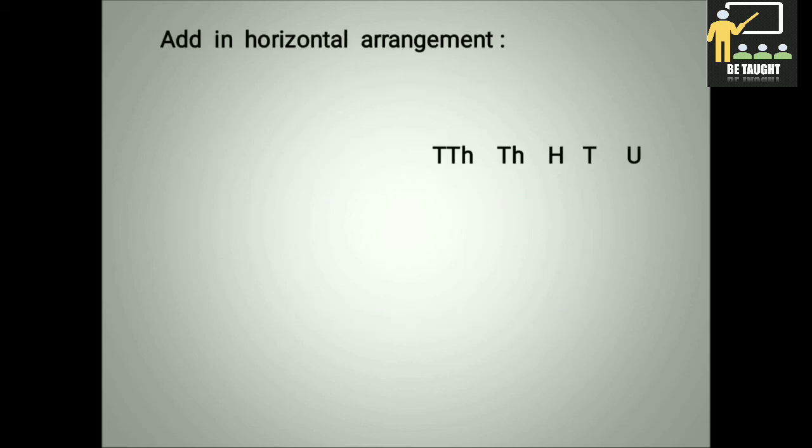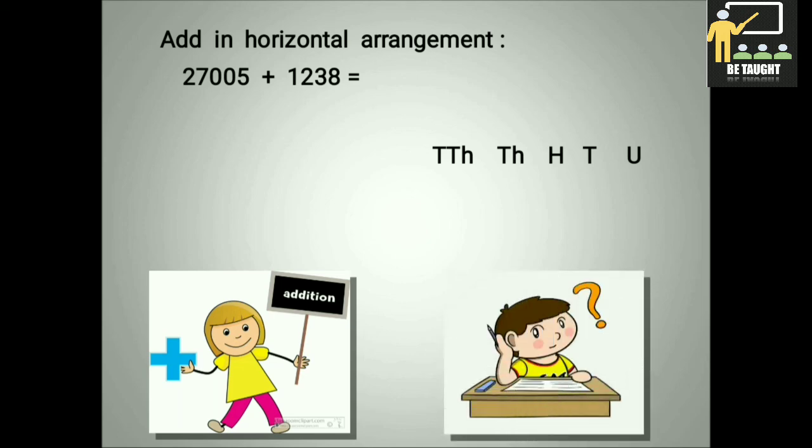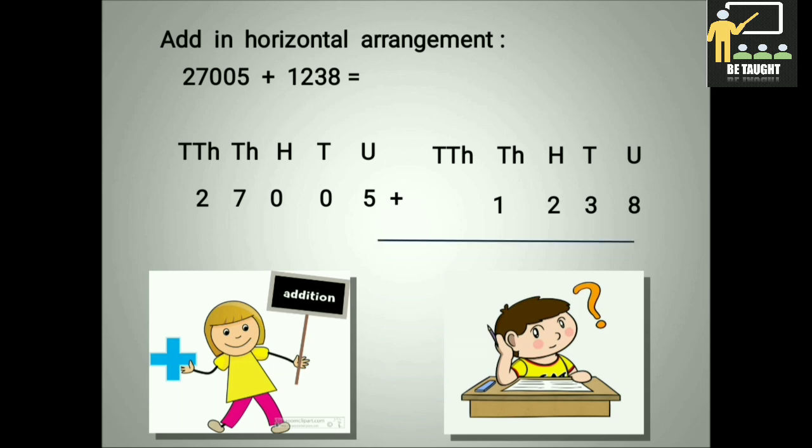We'll see one more example of horizontal arrangement. 27,005 plus 1,238. Again we place these numbers in the proper place value. Then we start adding from the units place. 5 plus 8 is 13. So 1 will be carried over to the tens place.